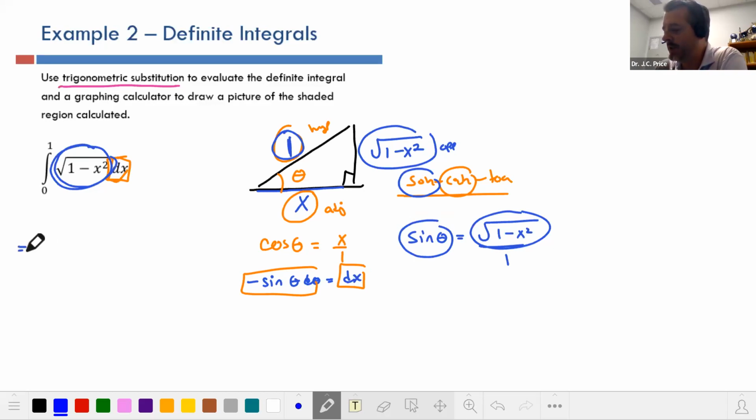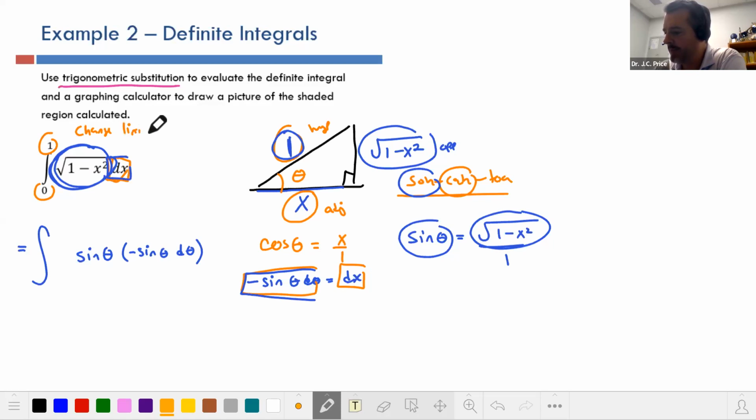So this is going to be equal to the integral. So turn over that note card and I get sine of theta. Turn over this note card and I get what? This negative sine theta d theta. So I'll put that in parentheses. So negative sine theta d theta. And then don't forget, I have to change those limits of integration, because I am doing this trig sub. So don't forget to change those limits of integration.